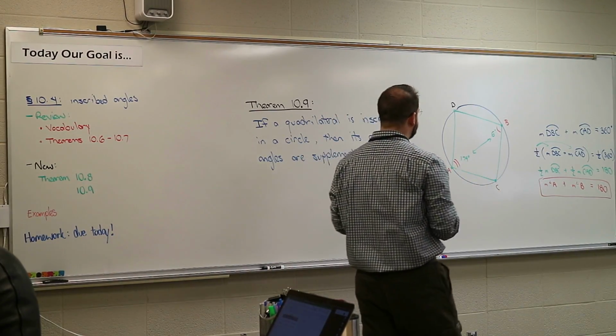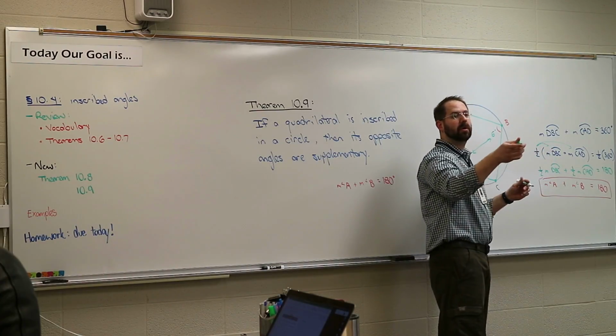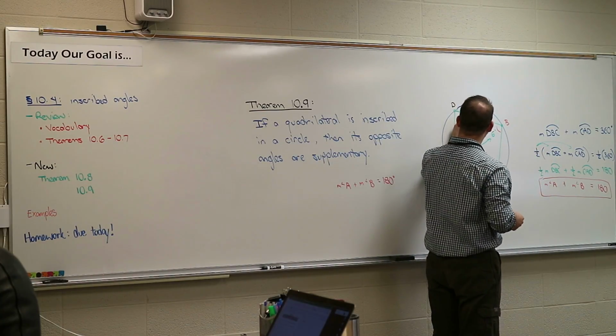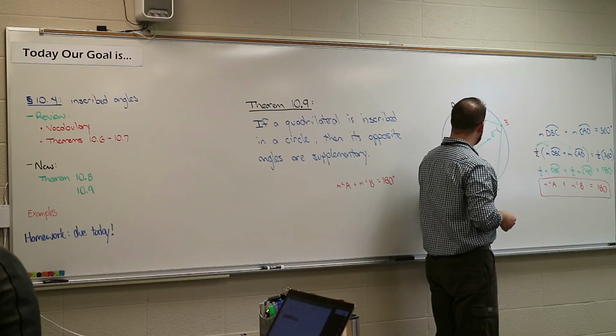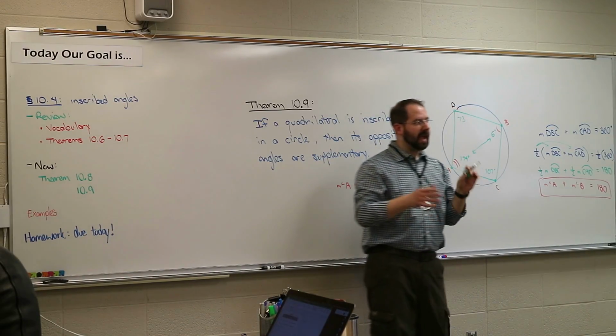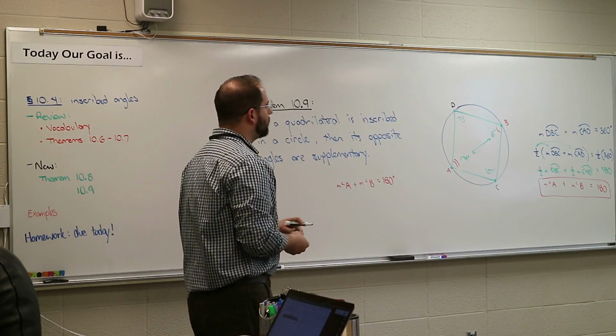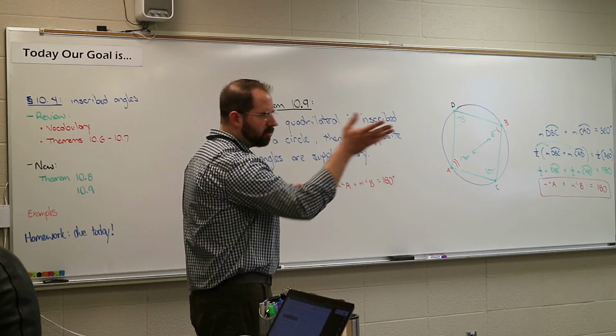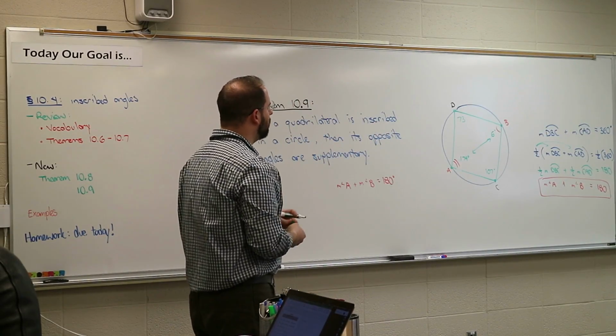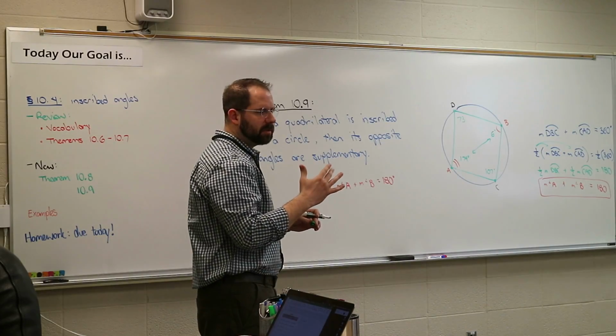Make up a different number. 73. Okay, so that's 73. This angle across from it has to be 107. They have to add up to be 180. That's the only way that it works. That's the concept. And now we're at 12. We'll use 12 as well. But does everyone understand the concept?